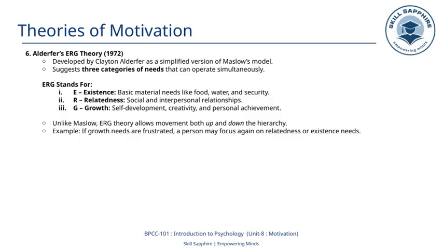One of the key differences from Maslow's model is that Alderfer's ERG theory allows for movement both up and down the categories. For example, if someone's growth needs are frustrated, say they're not able to achieve personal goals, they might redirect their focus toward relatedness or even back to basic existence needs. So, unlike Maslow's strict hierarchy, ERG theory recognizes that if one need isn't being met, people can regress to more fundamental needs instead of moving strictly upward. This flexibility makes ERG theory very relevant when analyzing real-world motivation, because it shows us that human needs are dynamic and can fluctuate based on circumstances.